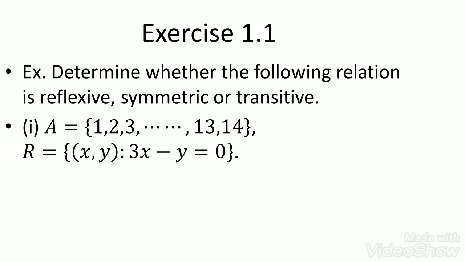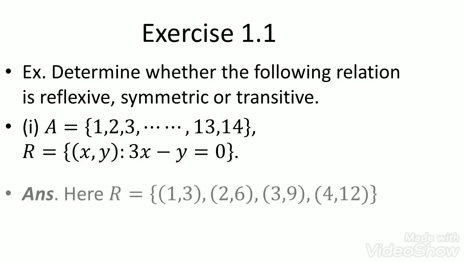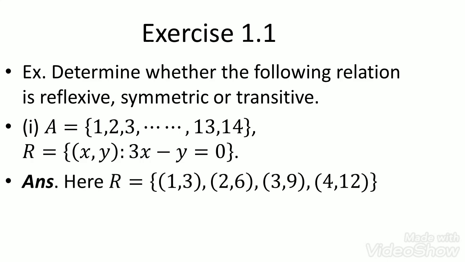In the roster method, R will be equal to, see, you can see it is (1, 3), means if x is 1, y must be 3, x is 2, y is 6, x is 3, 9, 4, 12, like this. You know why is it not 5, 15? Because 15 is not there in the set. You have to stop it there. Only 4 pairs of elements will be in R. Now we have to check whether it is reflexive or not.